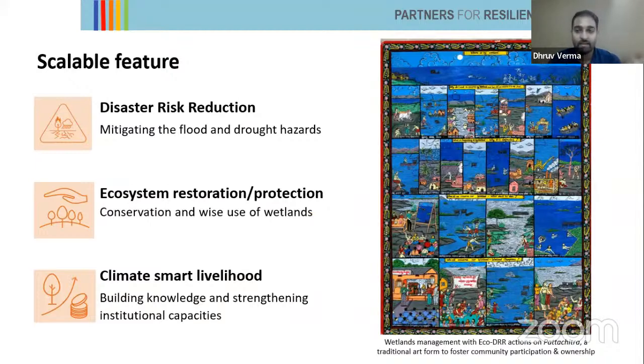Now, talking about the scalable features, I have pasted a community vision of wetlands management and Eco-DRR on the right-hand side. If you talk about the scalable features, I think the conservation and wise use of wetlands is definitely something we need to replicate for other wetlands also. And also where we see the role of communities as the primary custodian of conservation. And talking about disaster risk and climate-smart livelihoods, building knowledge and strengthening institutional capacities to mitigate these hazards is really important, and what we feel is a scalable feature.